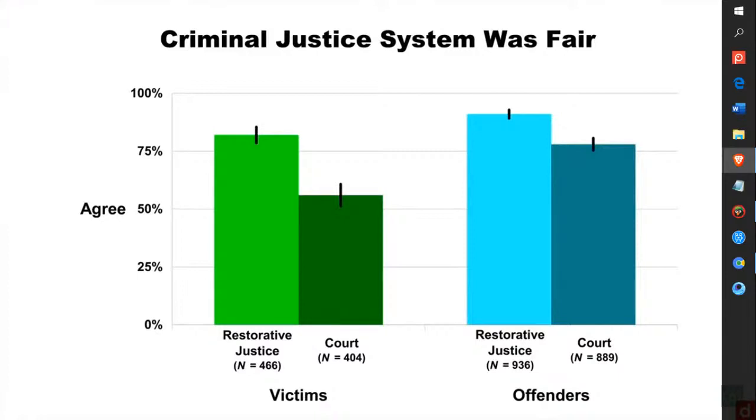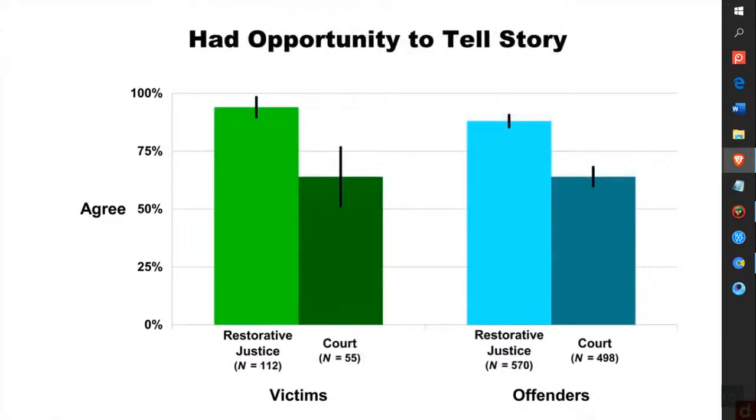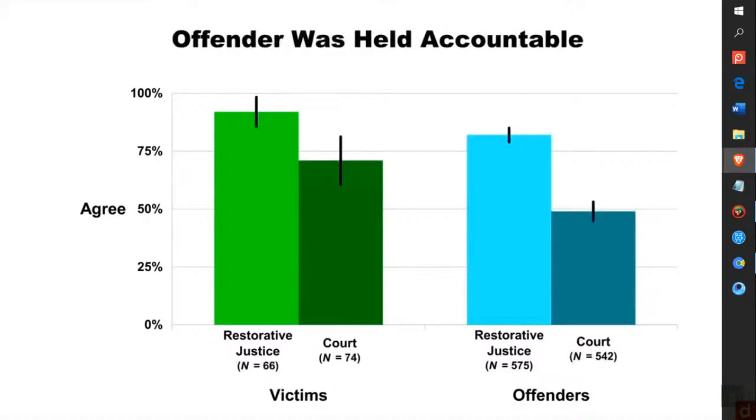Anyhow, it's really easy to see that in both cases, restorative justice bar is higher. People were more likely to say it was fair. They also felt that they had an opportunity to tell their story. That's one reason they might think it's fair. They also felt the offender was held accountable more often. In fact, if you go to court on the offenders, that line's below 50%. And that's the offenders themselves making the judgment.